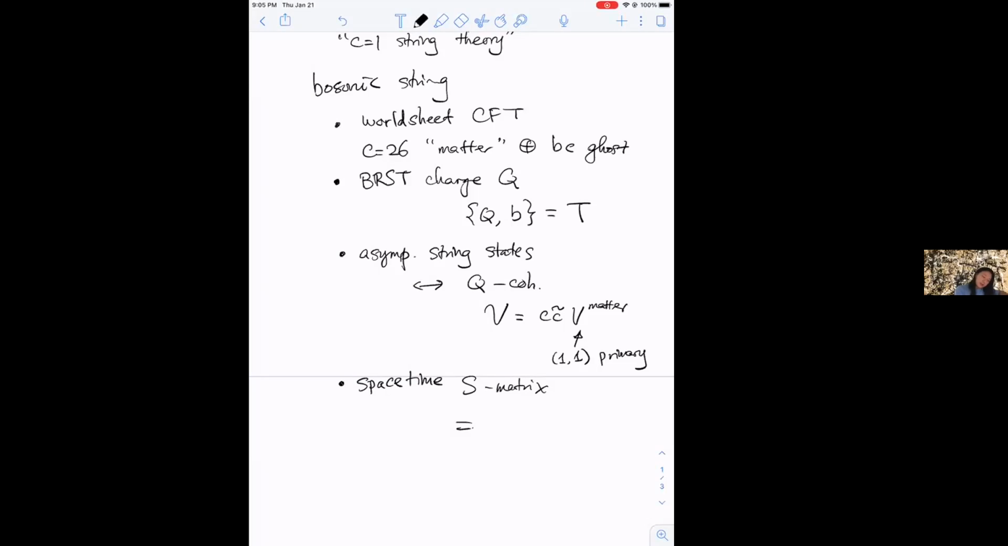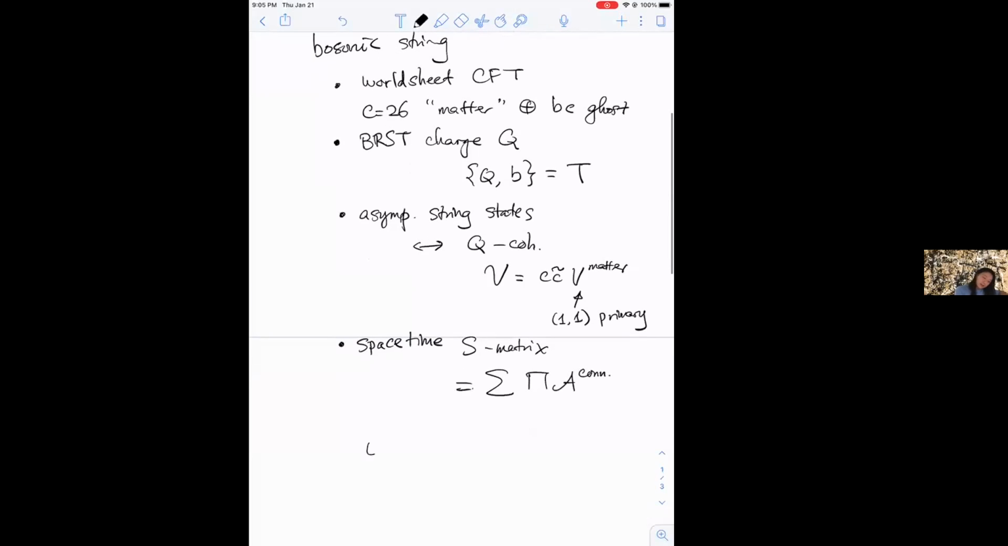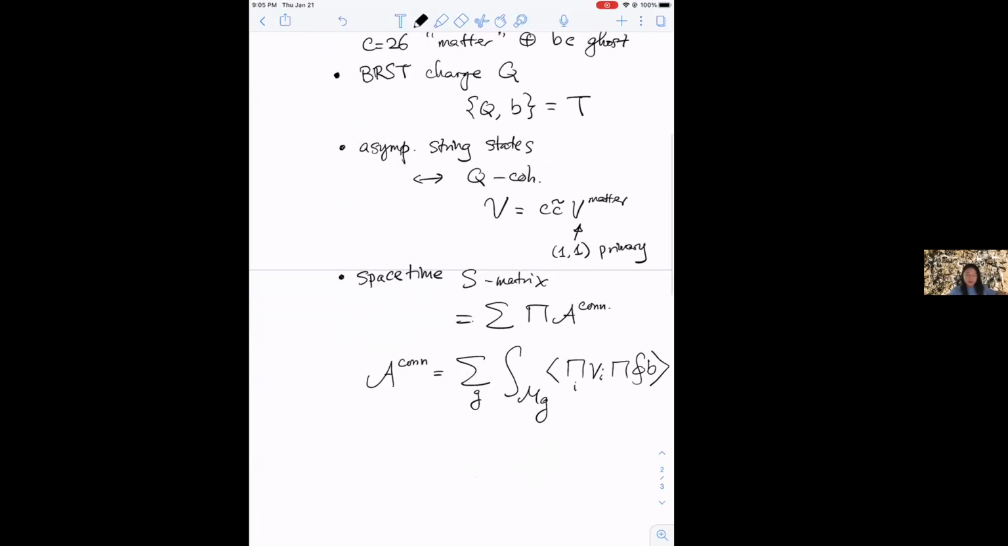This S matrix is usually, as always, of the form of some sum over clusters, each of which is a product of connected amplitudes. And each connected amplitude is going to be given by some formal expansion in genus and integration over the moduli space of genus g punctured surfaces. I'm being schematic here. You have some insertion of vertex operators in the CFT and some insertion of the contour integral of the b ghost that captures the measure on the moduli space. So that's schematically the general structure of string perturbation theory.